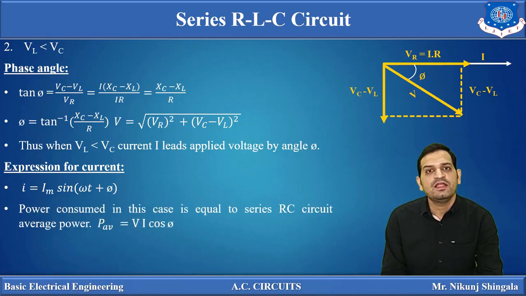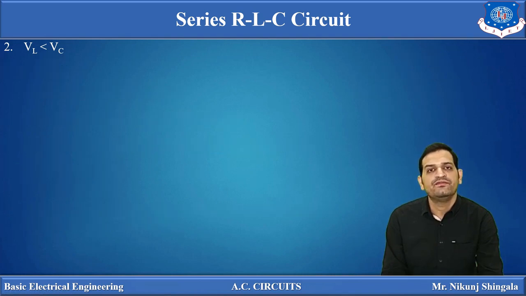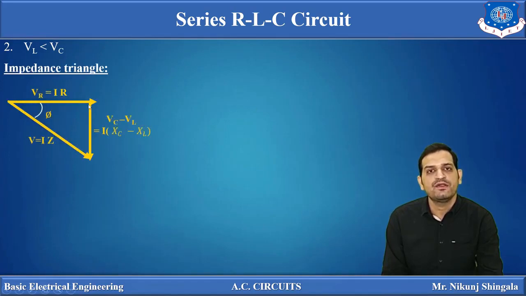Now, as the circuit is behaving as an RC circuit, the power consumed is the series RC circuit power. So P average is equal to VI cos phi. Now moving towards the impedance triangle and power triangle for VL less than VC. To draw the impedance triangle, we should have the voltage triangle first. This is the voltage triangle for the VL less than VC case. Here it is I into R. Here it is VC minus VL, which can be expressed as I into (XC minus XL). And here V is equal to I into Z.